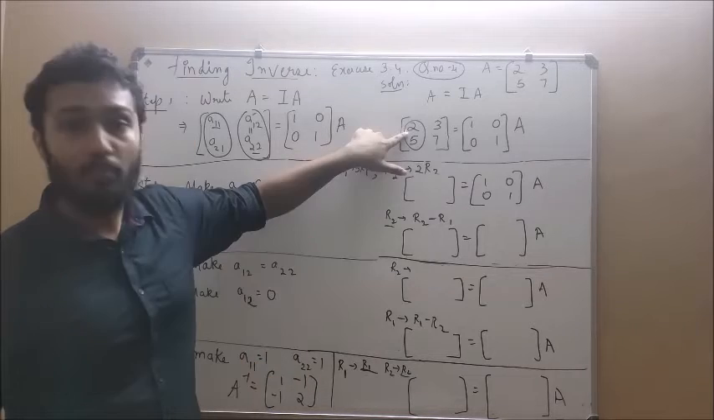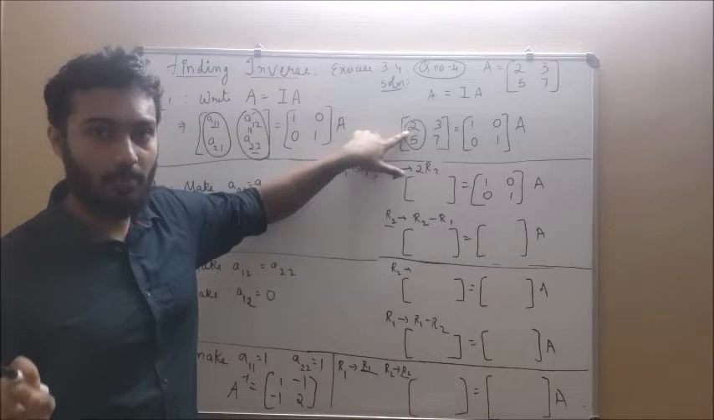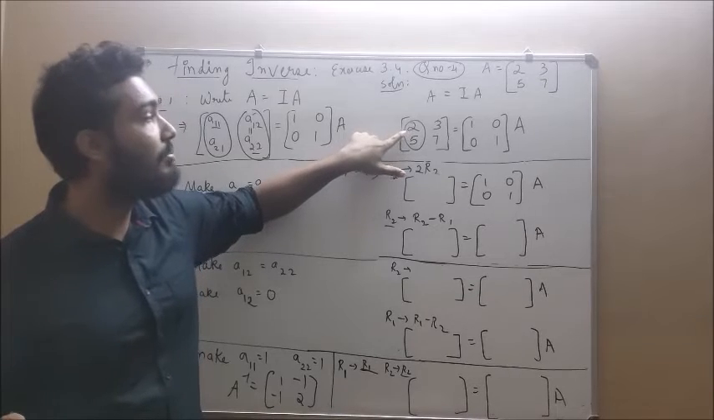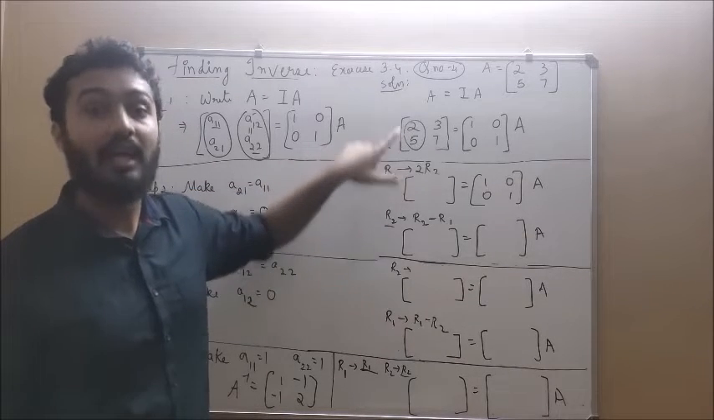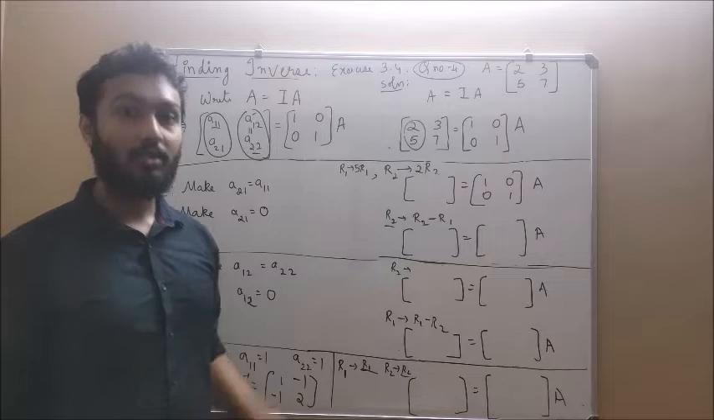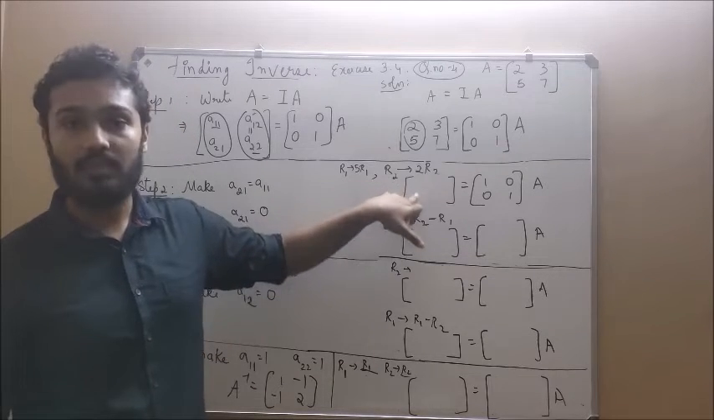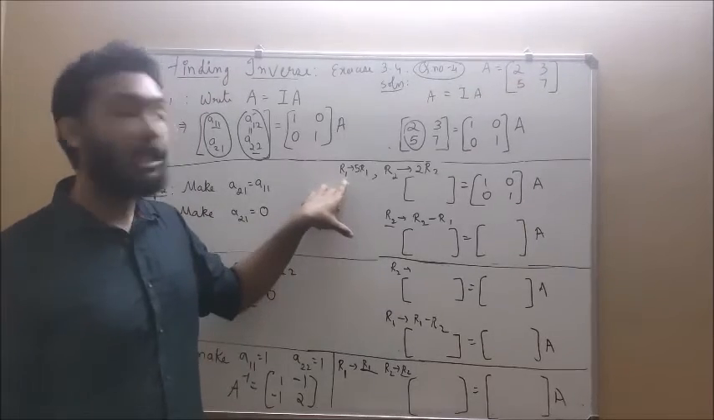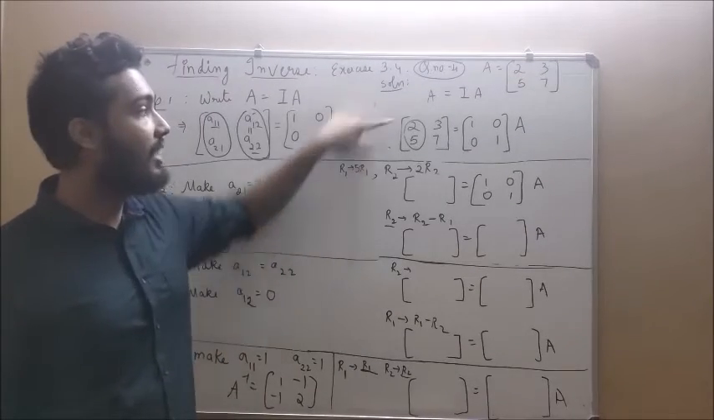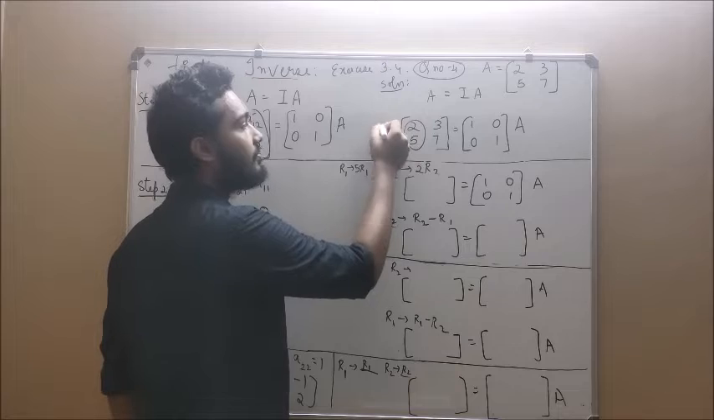So take note. To make it equal, listen here properly. We'll multiply 2 with the 5 and 5 with the 2. So we'll multiply R1 with 5 and R2 with 2. Now multiply R1 with 5. Multiplying R1 by 5, what are we getting?